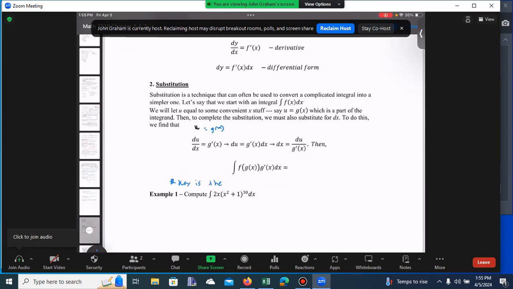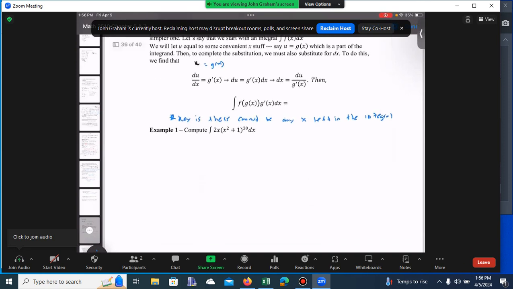The key is there cannot be any x left in the integral. We have to make sure we substitute everything: all x's into u's and our dx into a du. If that's not possible, then this method may not work. So it's not always possible, but it is a technique we use to simplify an integral.